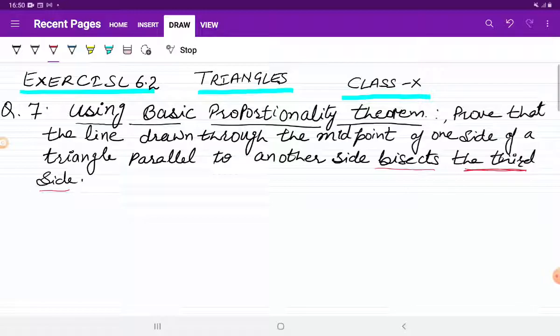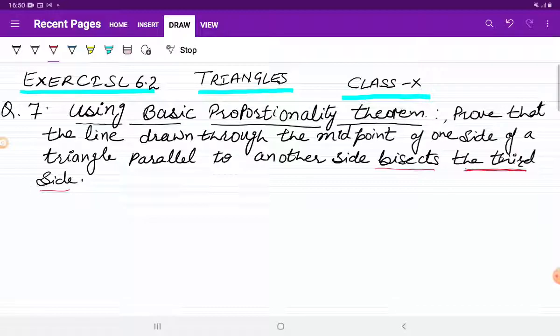So in today's session, I'm going to discuss question number 7 of exercise 6.2 of chapter Triangle, 6th chapter from 10th standard. Okay. So before doing this question, I just want to discuss what we already did. We already finished exercise 6.2 up to 6th question. Up to 6th question we already did in our previous lectures.